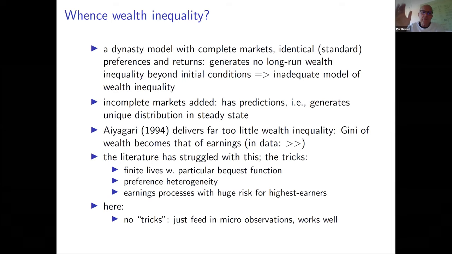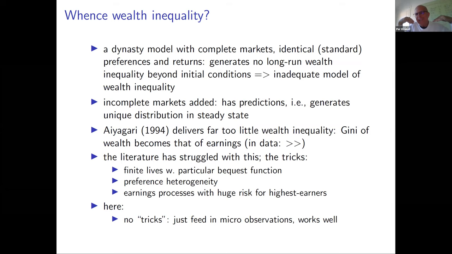So let me tell you a little bit about wealth inequality. What happens when you try to model wealth inequality? The very first thing you do when you teach first year macro is you take complete markets. With complete markets, the long run wealth inequality is equal to the initial wealth inequality you feed in. Everybody makes decisions and maintains their wealth. It's a permanent income thing, so you keep your initial wealth, and the long run inequality is the same as the one you started with.